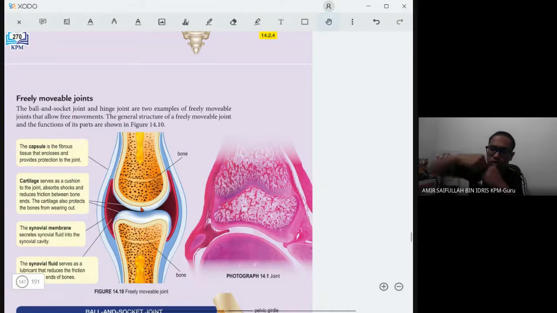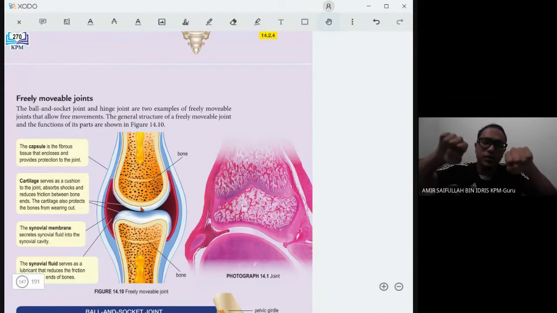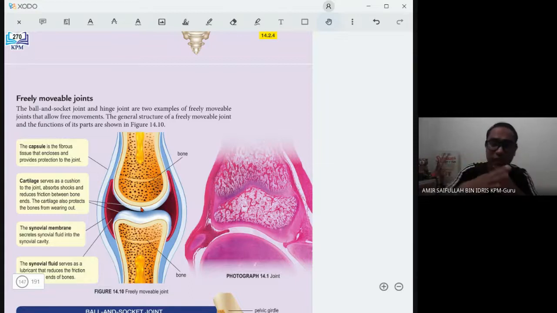If you don't have cartilage, your bones will have friction. Over time it will hurt. Your bones will be extremely painful. Okay, will be very, very painful. That is why there is cartilage. So it's a cushion to absorb the shock, to reduce friction and so protect the bone from wearing out. Otherwise it becomes dry and painful.